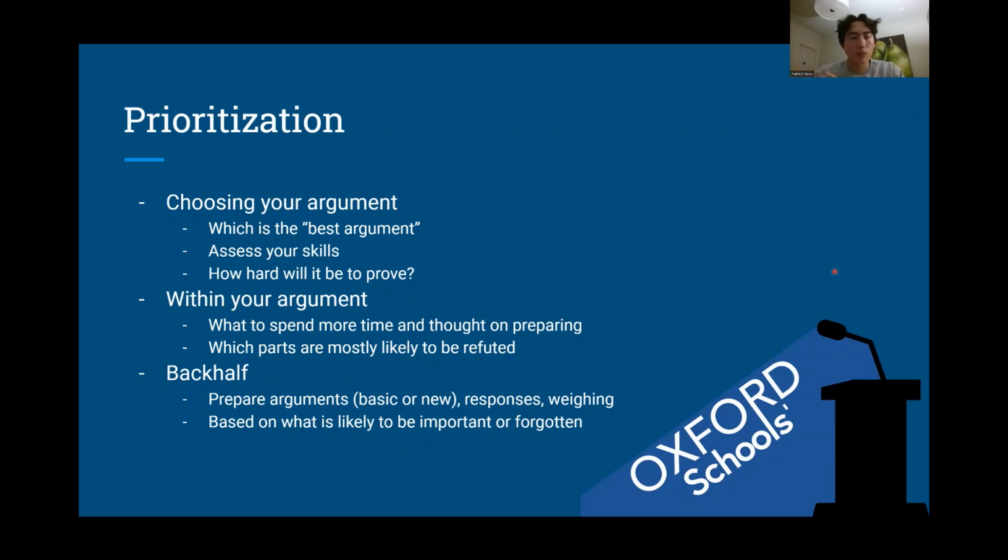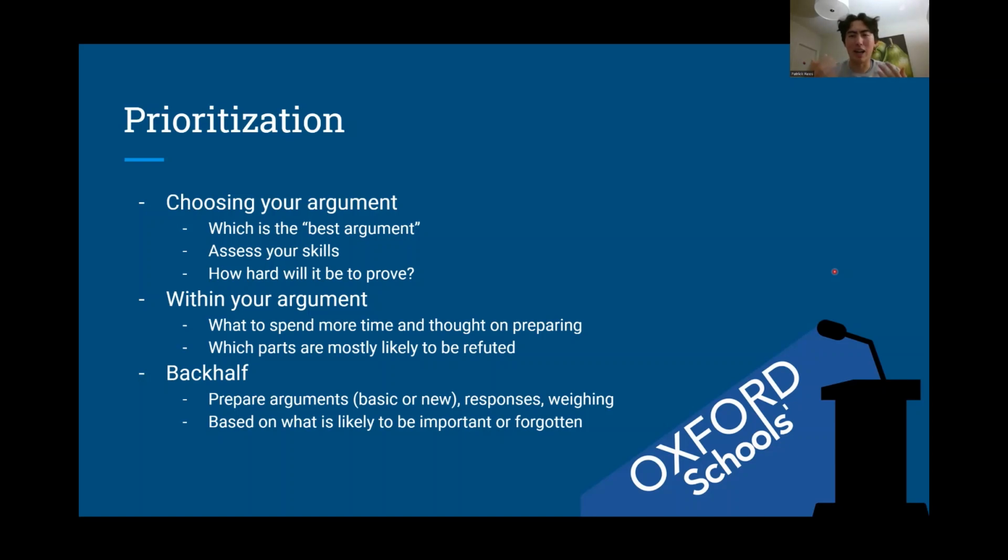But there are other aspects. Maybe you need to assess your skills. Can you actually run this argument? So for example, me, I'm not very good at economics. I don't really understand it that much. I don't really study it. And so a very bulky economic argument, maybe I would rather not run the argument and I choose something else to do. So you need to be quite critical of yourself.